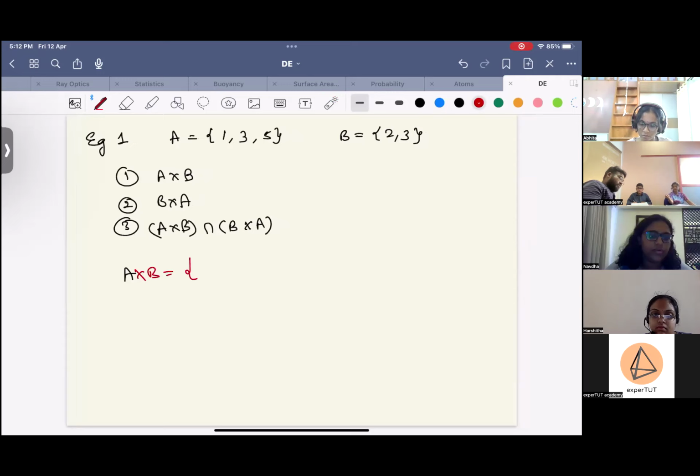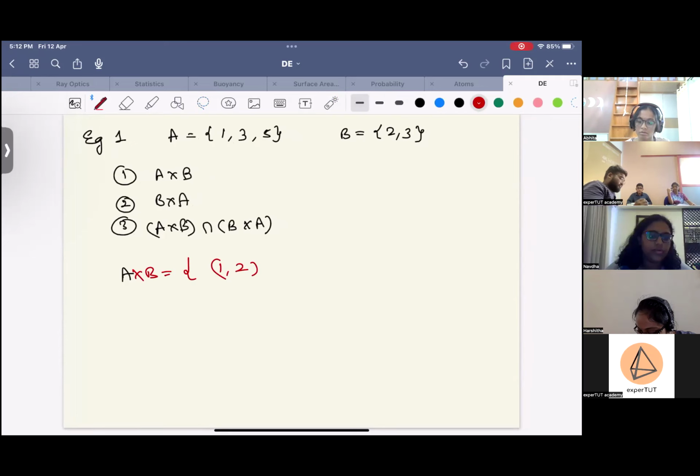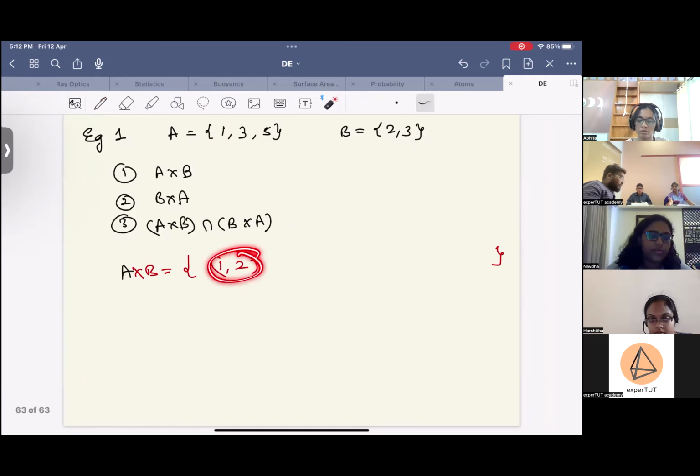That is a must. For example, in A cross B, somewhere 1, 2 will come. See on the screen, this 1, 2. We can write it. There will be how many elements in A cross B? Six. Now this 1, 2 can be anywhere. It can be the first element, the second element, the sixth element. This order does not matter. But inside this, you can't write 2, 1. That will be wrong. Understood?